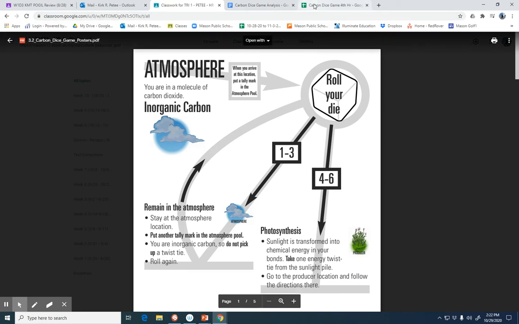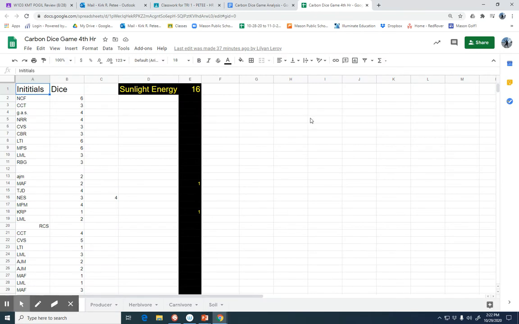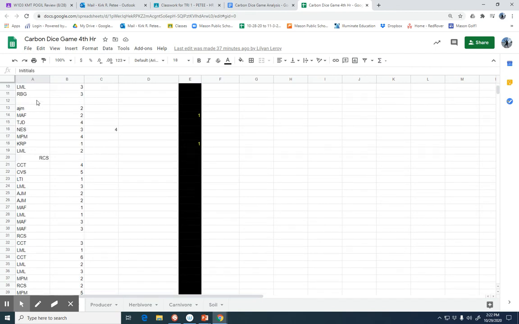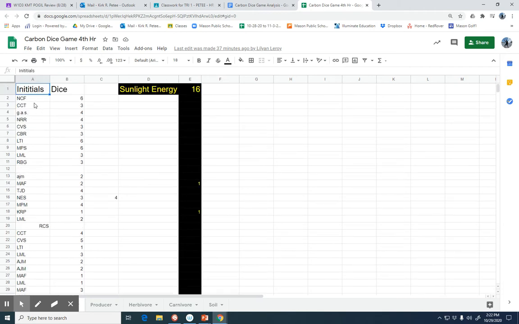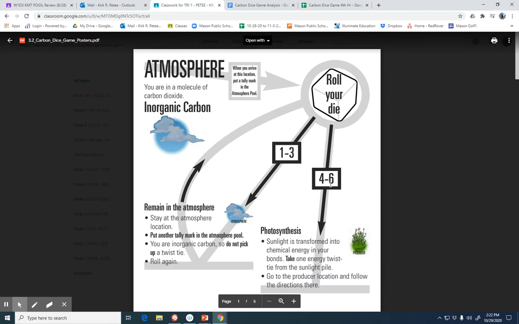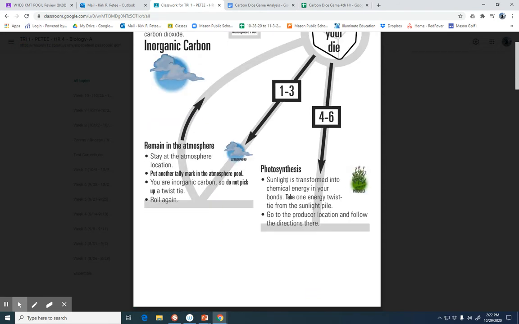So if we take a look, we had a spreadsheet for our entire class. And if we look at this spreadsheet here, we can see in our atmosphere, we have a wide range of names in here for that. So we have all of our initials, and we have a lot of people, and this is where we all started. As we started, though, some of us ended up coming back here. In order to leave the atmosphere, we had to roll a number, and the number that we had to roll was a 4 or 5 or a 6. And then we could go through photosynthesis.